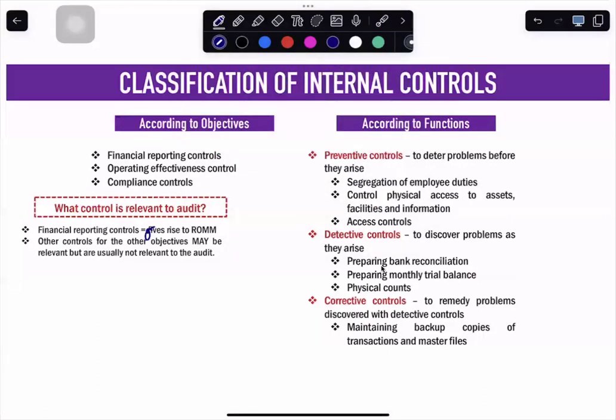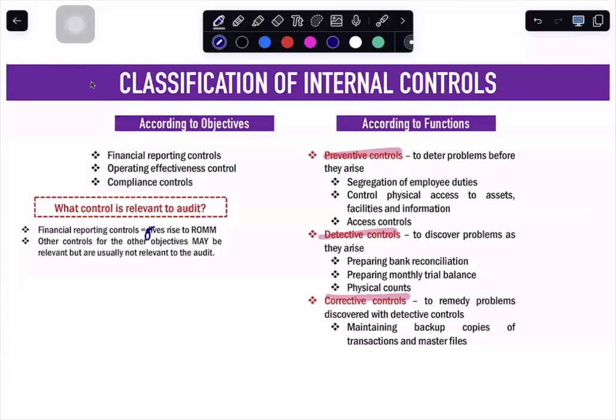Now let's look into your internal controls according to functions. We have three: your preventive, your detective, and your corrective controls. Now, what are the differences among these three? First, we have your preventive controls. Your preventive controls try to deter problems before they arise. Normally, these are your segregation of duties, controls over physical access, and your access controls.